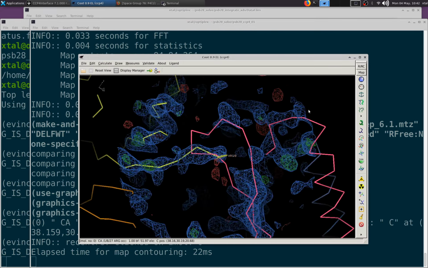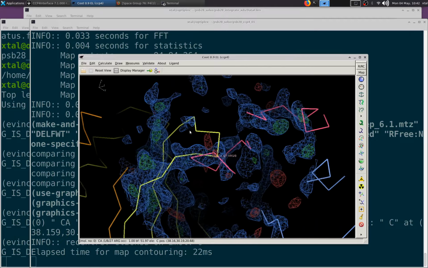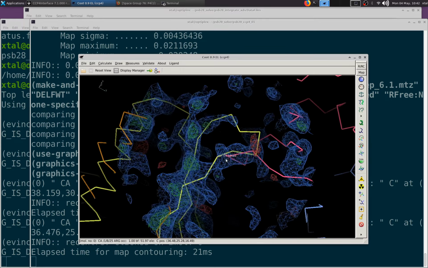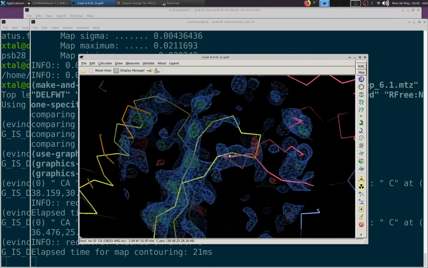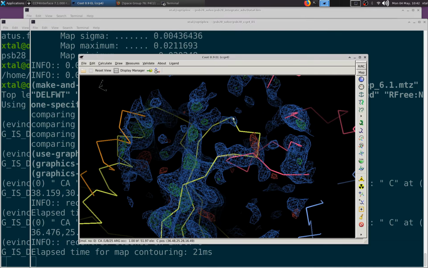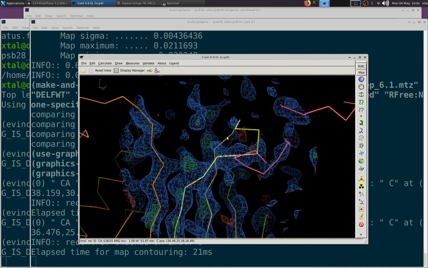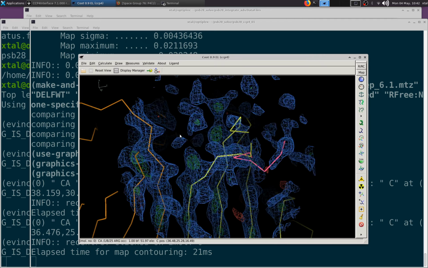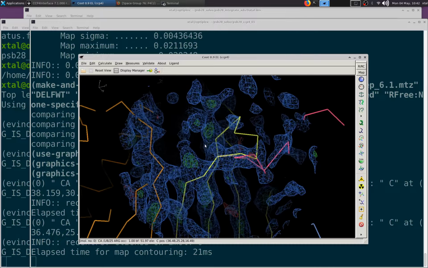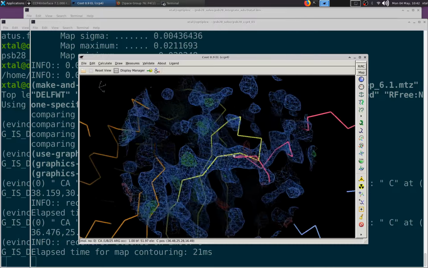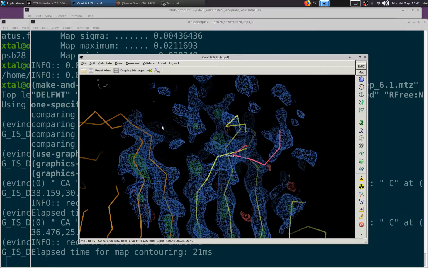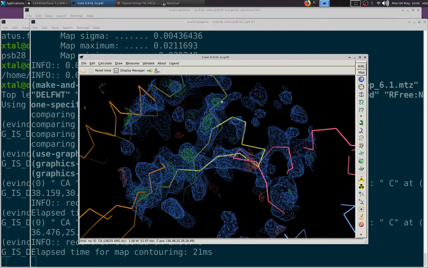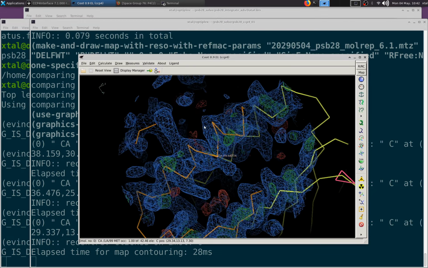I see that these loops are clashing, so if this is a correct solution, they're in the wrong place. But this is a good sign, because if I look here, I see that the model has the density coming out to the right, but I see density coming up for this loop. So it looks like the density calculated from the model is already telling me how to improve the model, which means that this solution is almost certainly correct.